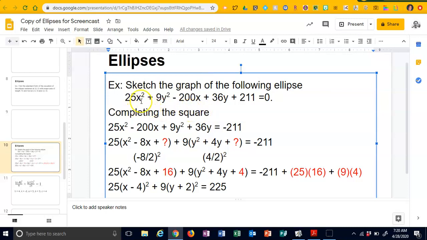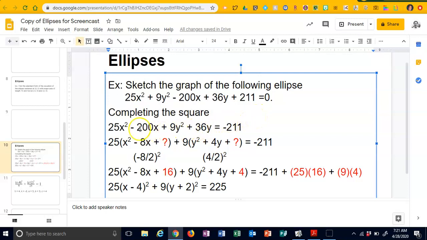So the first thing to do is to get the x squared term and the x term together. So I have 25x squared, and then I have minus 200x, and I'm putting those together first on the left side. Then I'm going to get the y squared and the y term together, so plus 9y squared plus 36y. And then I'm going to take this 211 and subtract it from both sides to move it to the right-hand side of the equation. So here's our x stuff, our y stuff, and then equals the number. Don't worry that it's negative 211.